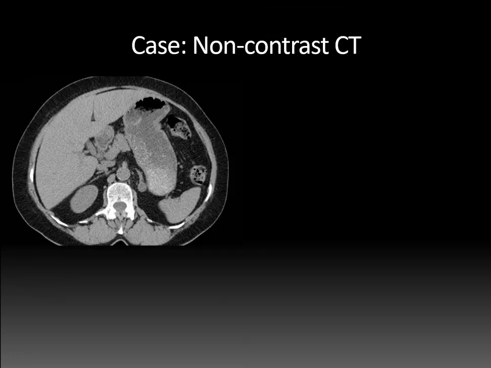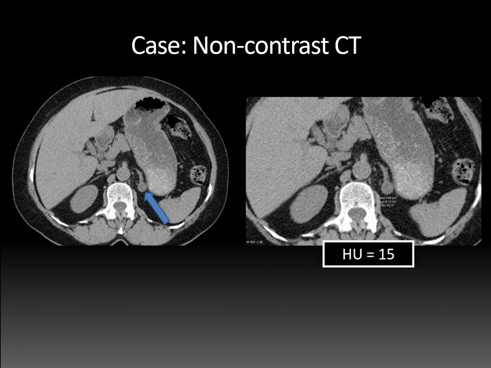So here's another case. We have a non-contrast CT scan. You can tell it's non-contrast because there is no enhancement within the inferior vena cava or aorta, and there's a homogeneous, well-circumscribed left adrenal nodule. So let's measure the density. You can see the Hounsfield units is 15. What do we do with that?